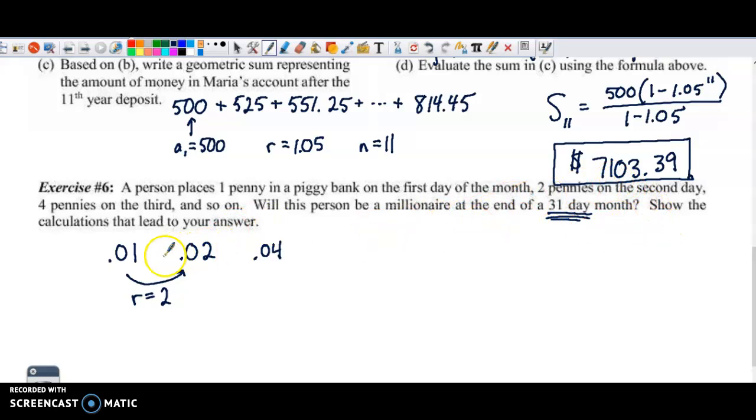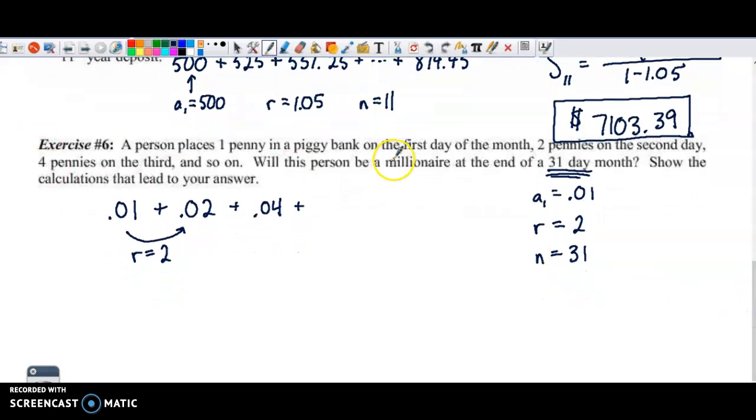But the key to the problem is recognizing that you get to add the money over and over again. So if we break it down, the first term is 0.01, it's a penny. The common ratio, as I already wrote it down, is 2, but we're doing this 31 times. So if we use the series formula, we do the sum of the first 31 terms in this geometric series, the first term being 0.01, times 1 minus 2 to the 31st power, all over 1 minus 2.